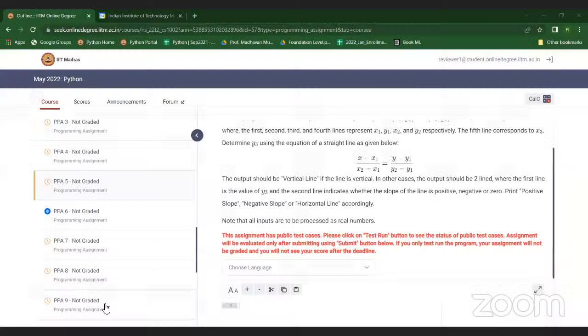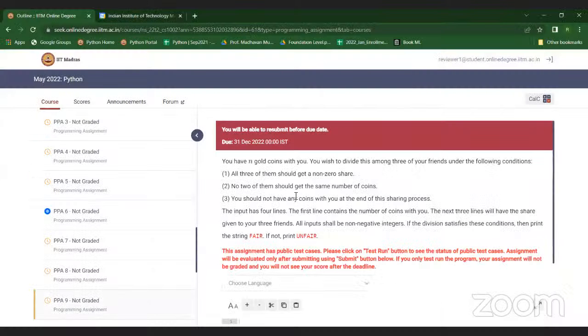No, sir. Hello, sir. Yes. Sir, in PPA 9 problem, does share mean the percentage of share or the number of coins we get as input? Share means not the percentage of share. Yes.